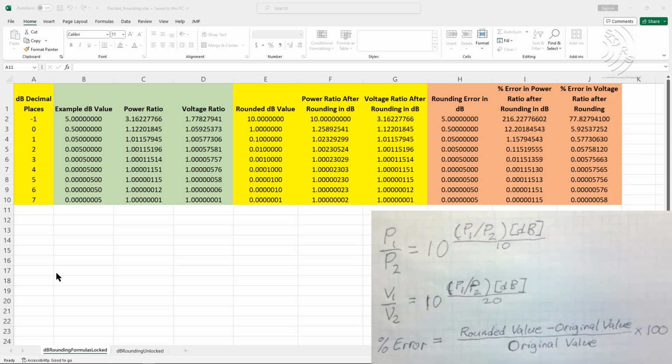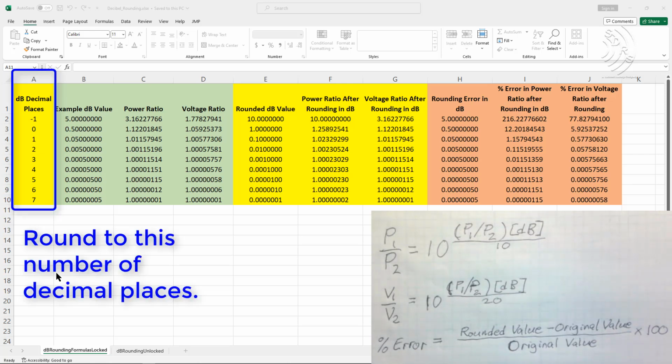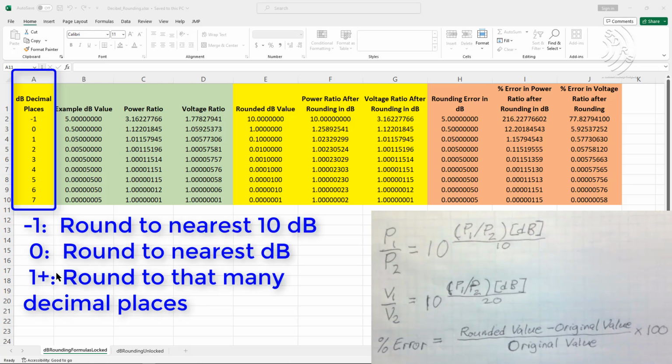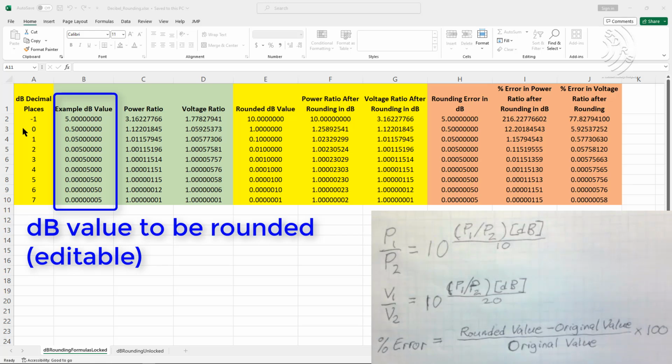The first column, column A, specifies the number of decimal places to be used in the rounded dB value. Here, -1 indicates that we will round to the nearest 10 dB. 0 indicates that we will round to the nearest dB, and the larger numbers indicate the number of digits after the decimal point in the rounded dB values. The second column is an example dB value to be rounded. We can set this to any value.